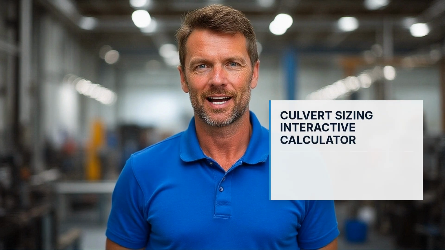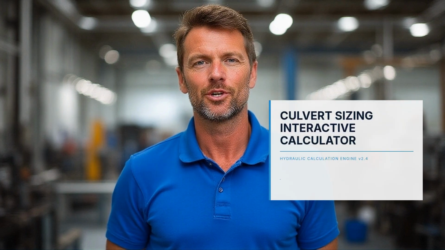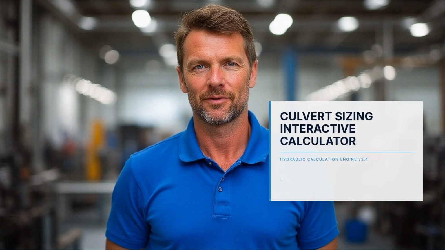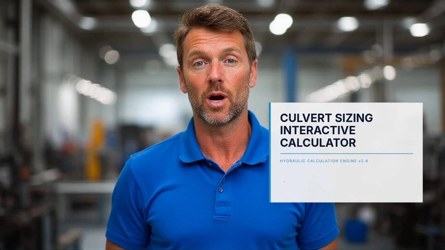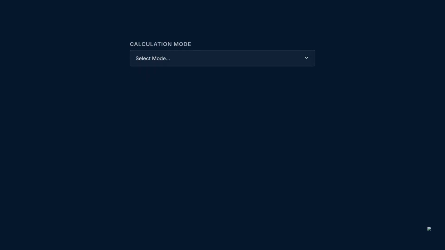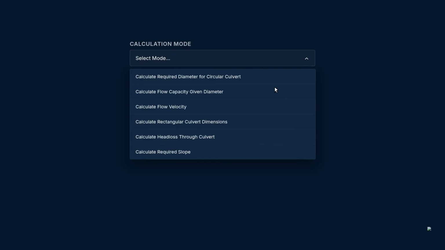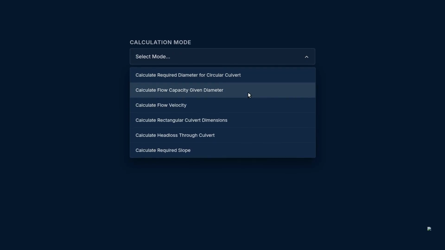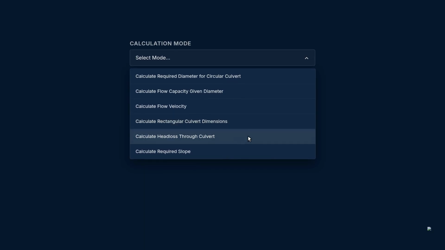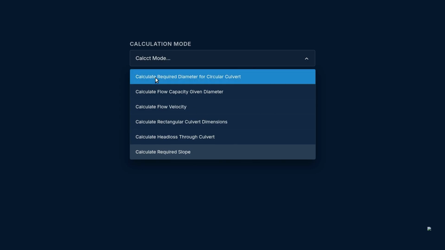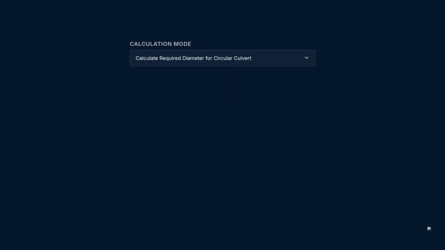This is the Culvert Sizing Interactive Calculator, which determines the proper dimensions for drainage culverts based on your specific hydraulic requirements. Let's start with the drop-down menu for calculation mode. You can calculate required diameter for circular culvert, calculate flow capacity given diameter, calculate flow velocity, calculate rectangular culvert dimensions, calculate head loss through culvert, or calculate required slope. For this demonstration, we're using calculate required diameter.